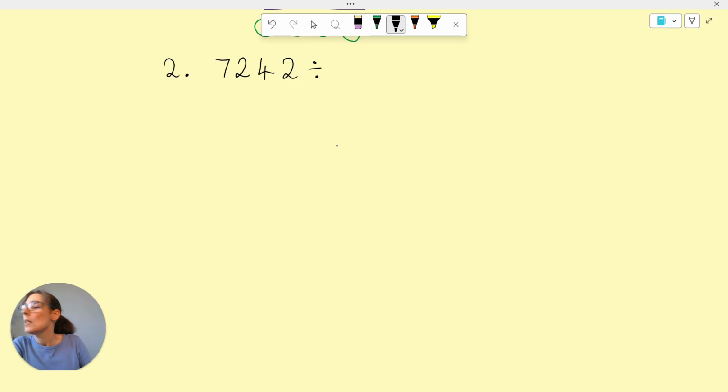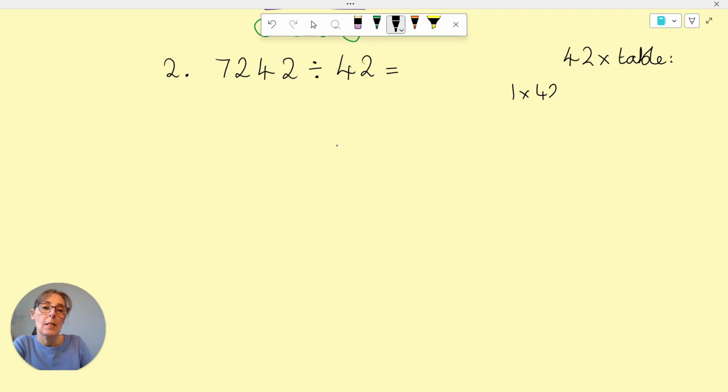7,242 divided by 42. So I'm going to do the 42 times table here. And we're just going to write out some facts. So 1 times 42, I'm just going to list a few. 2 times 42, 3 times 42. 4 times 42. 5 times 42. And let's just pop those in.